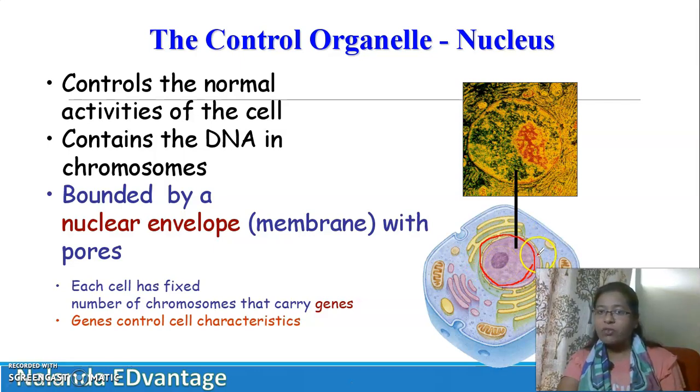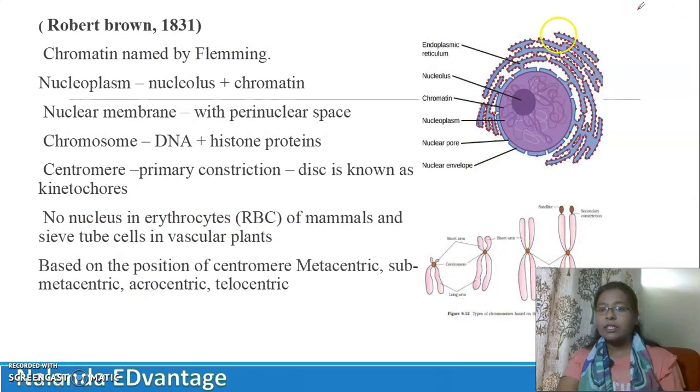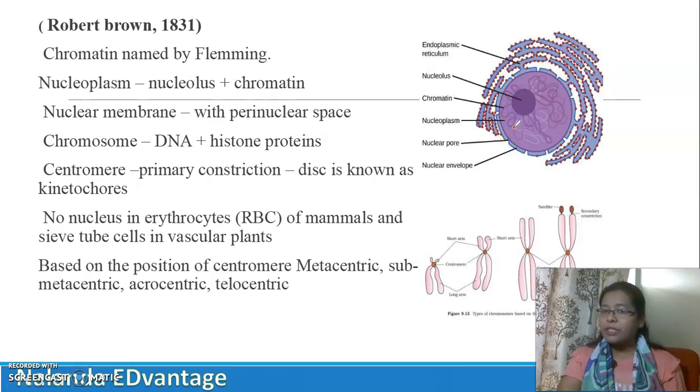It consists of your nuclear envelope. We will learn about it one by one. You can see here, this is the detailed structure over here. ER attached with some ribosomes is known as your RER or rough endoplasmic reticulum. Nucleolus, chromatin fibers, nucleoplasm. Now nucleoplasm is similar to cytoplasm, but it consists of your nucleus only.